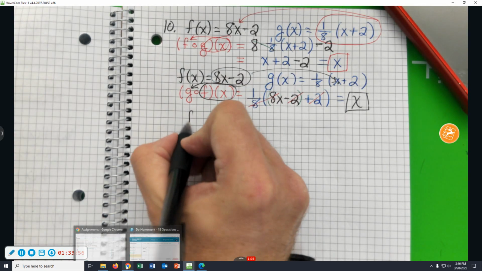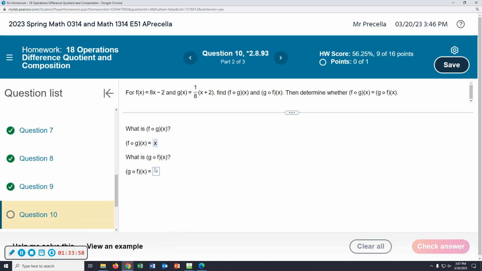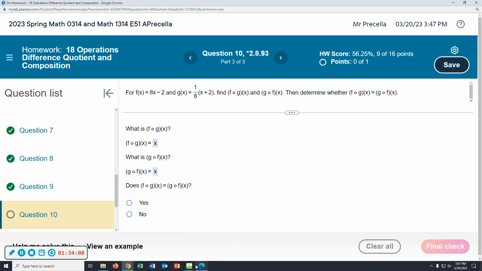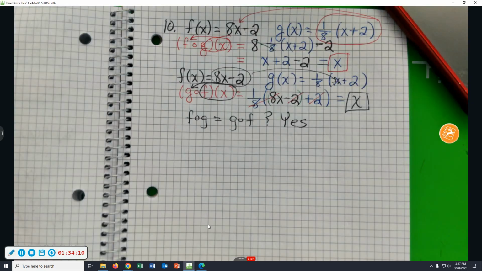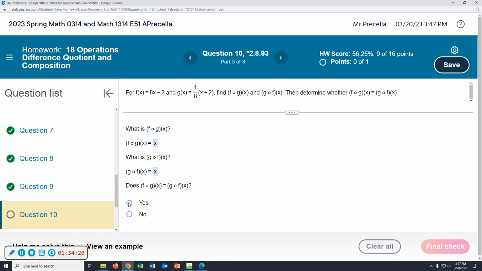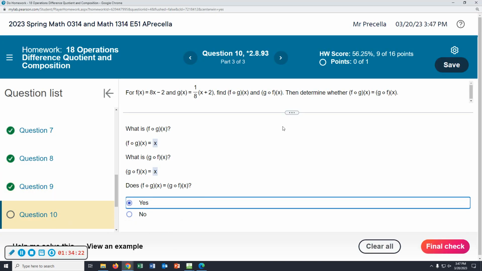Then it asks, are they equal? So I've typed in X. Then they ask, were those things equal? And the answer is yes. So we select yes right there, and come back over here. And yes, they are equal.